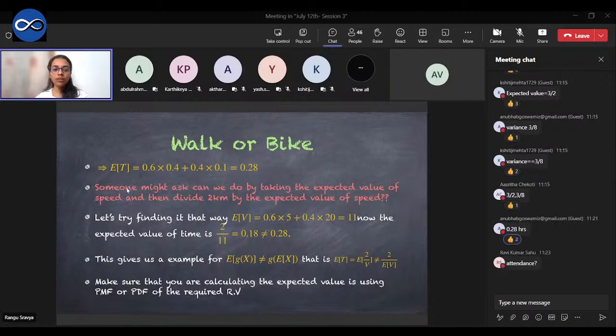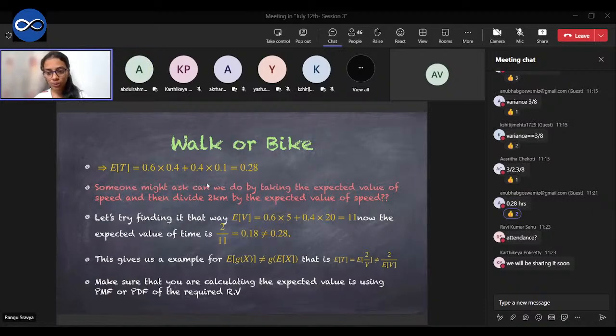So this is a best example to tell that E of g of X is not equal to g of E of X. Here, in E of g of X, we found it by the first usual method, and in g of E of X, first we are finding the expected value of speed, then substituting it in distance by speed and trying to find the expected value of time. But that is not correct because this is not a linear function. So E of T is equal to E of 2 by V, but it is not equal to 2 by E of V. So this gives an example for E of g of X not equal to g of E of X.